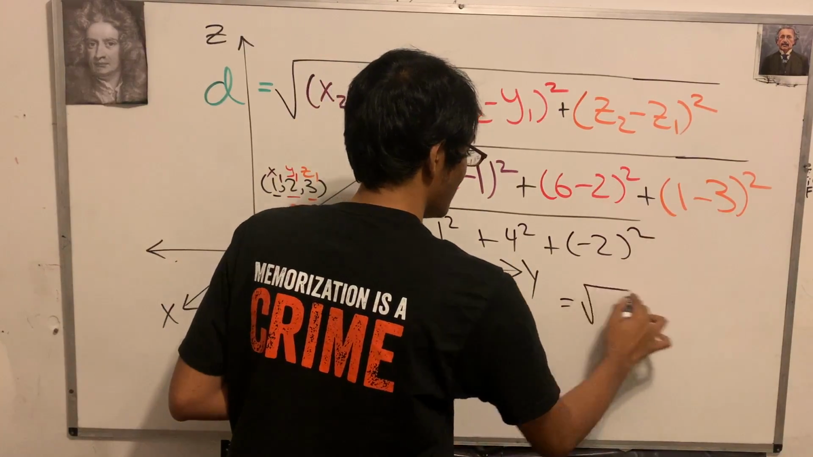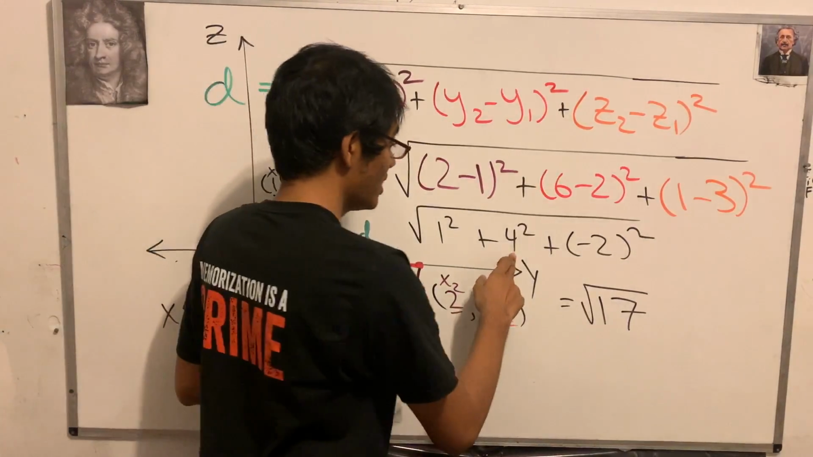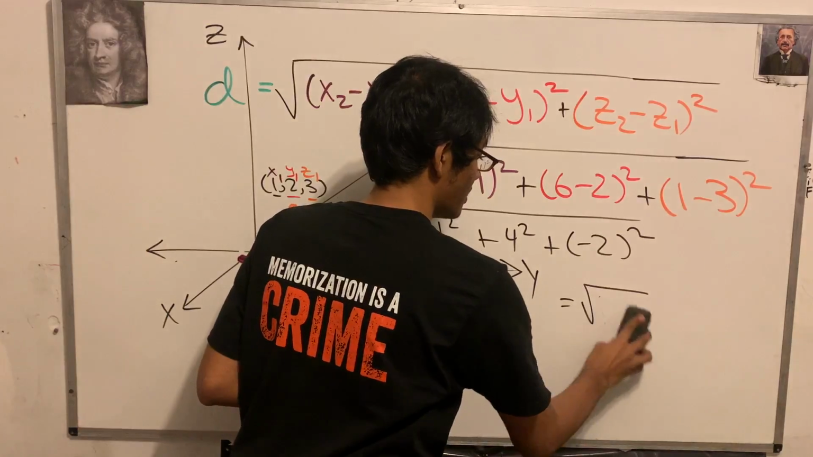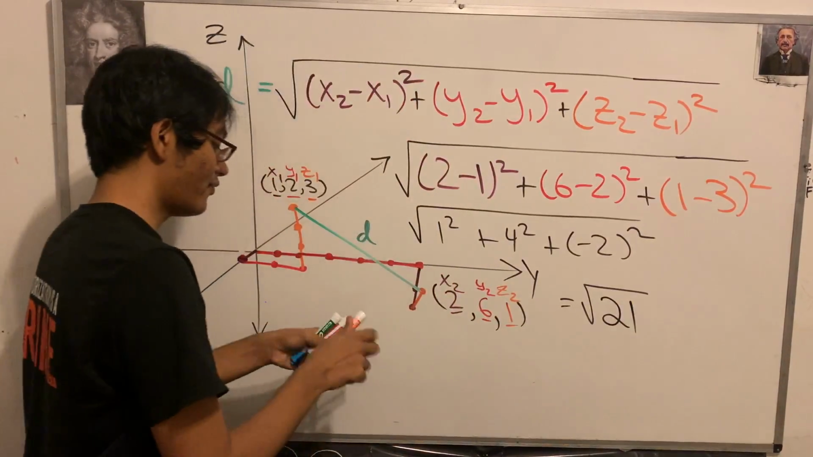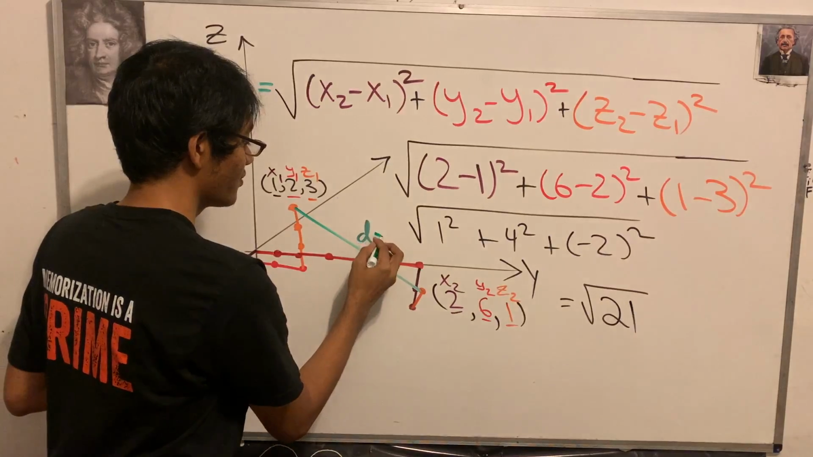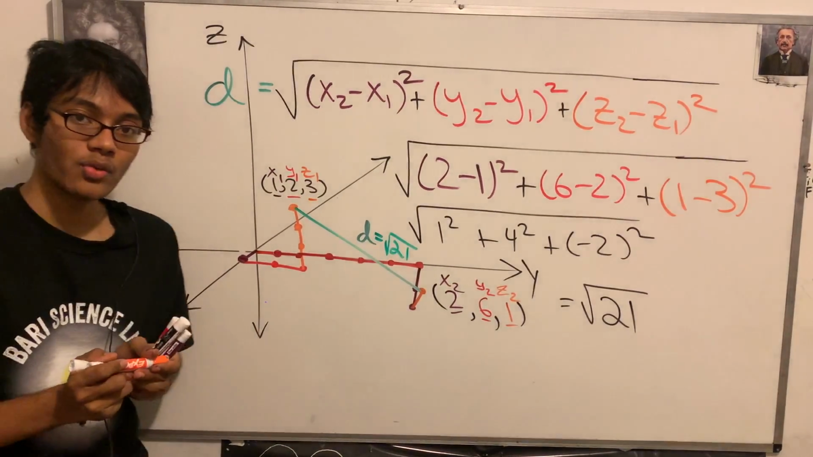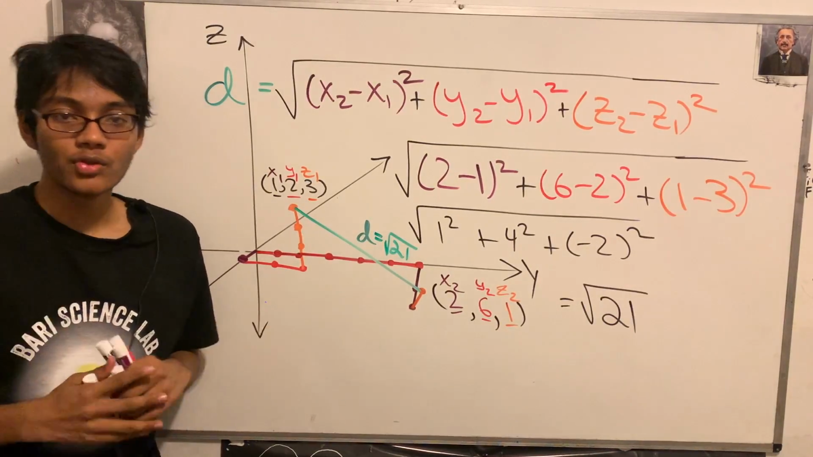So what's that going to be? Well, that's going to be square root of 17. Is that right? Let's check. 16 plus 4, of course I got it wrong. 16 plus 4 plus 1 is going to give us square root of 21 as the final distance. So this distance over here between our 2 points in 3D is going to be square root of 21 units. And that's how you find the distance between 2 points in 3-dimensional space.